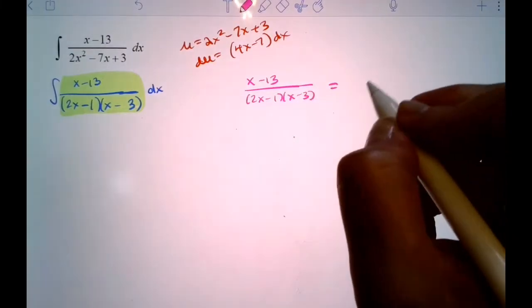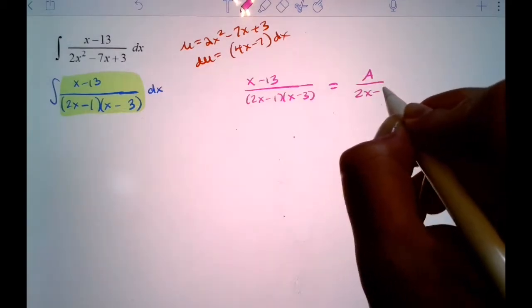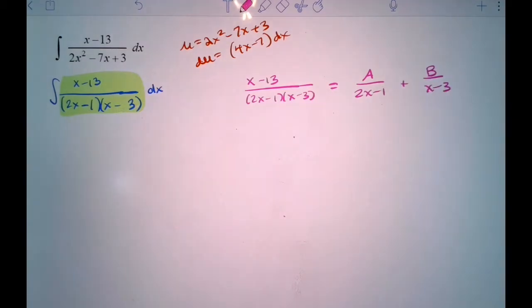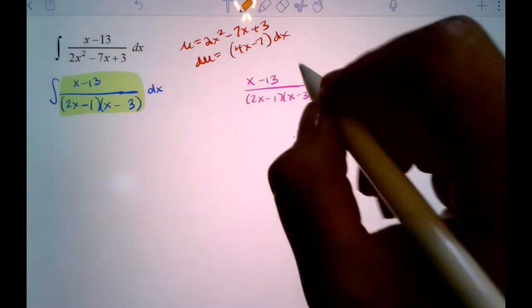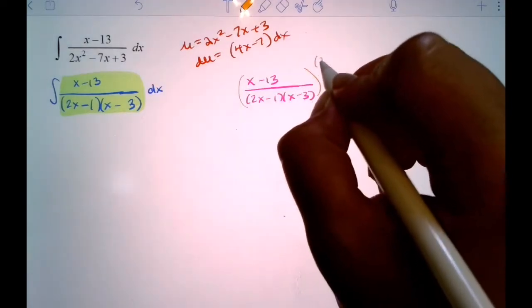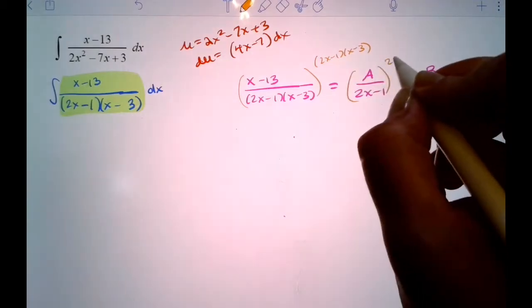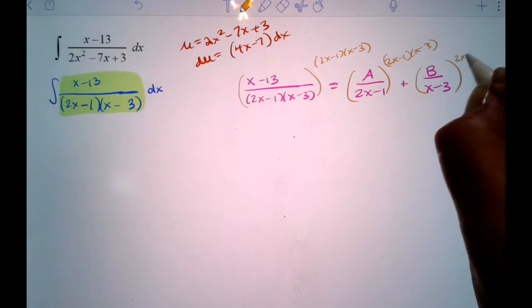And I'm going to do the breakdown. Again, these are distinct linear factors. So that means I'm going to put A over 2x minus 1. I'm going to put B over x minus 3. And I'm going to go with the same process. There's nothing different about my path at this point. I am going to look at that rational equation, and I'm going to solve it the same way you've solved every rational equation in your life. Everybody gets multiplied by the LCD.